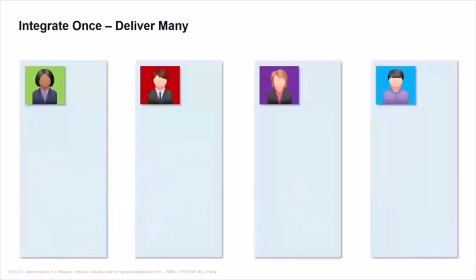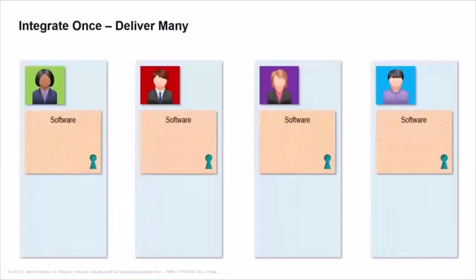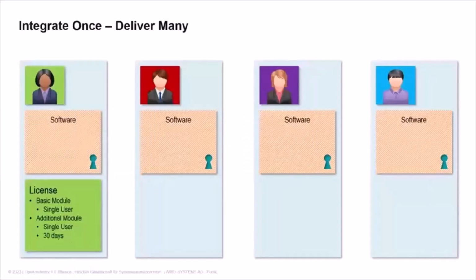And let's take a look at this in a more generic view. We deliver the same software to every customer. Integrate once, deliver many. And then we can create individual licenses, and there are a lot of strategies which can be used. One option is to create a basic license and some additional modules, and maybe additional modules for a few days, like maybe a test license. So this could be a condition monitoring license with a trial version of a predictive maintenance license in our case.